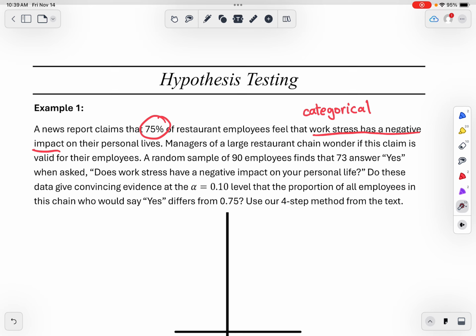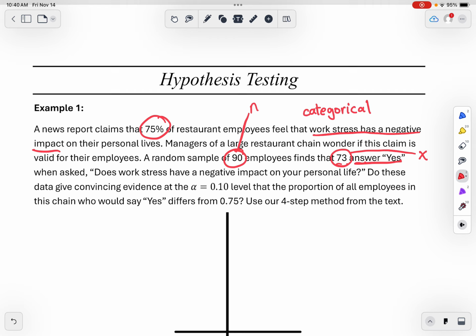So moving on, the managers of a large restaurant chain wonder if this claim is valid for their employees. So they take a random sample of 90 employees. That's going to be my sample size, which is N. And they find that 73 answer yes. So notice this 73 is not a percentage. That's a count. And so it's a count of the successes. So we just call the count X. Notice we're going to have to work a little harder to get the percentage, and we'll do that in part 1.